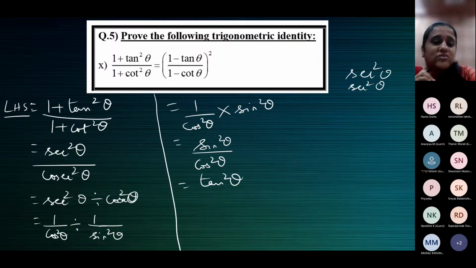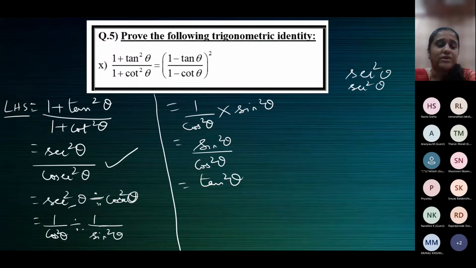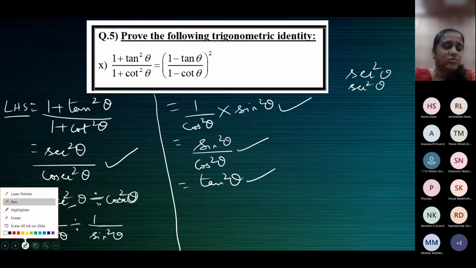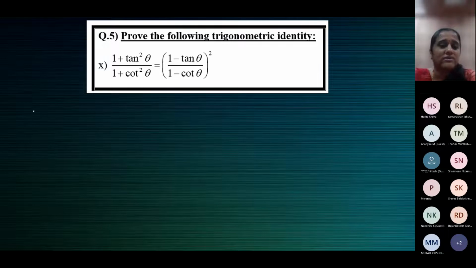So the LHS is 1 plus tan square theta by 1 plus cot square theta. Using the trigonometric identities, 1 plus tan square theta is secant square theta, and 1 plus cot square theta is cosecant square theta. That's the first step. Secant square theta is 1 by cos square theta, reciprocal ratios, divided by cosecant square theta, which is 1 by sin square theta. So the LHS works out to tan square theta. Now let's work the RHS. We should get tan square theta for this also.